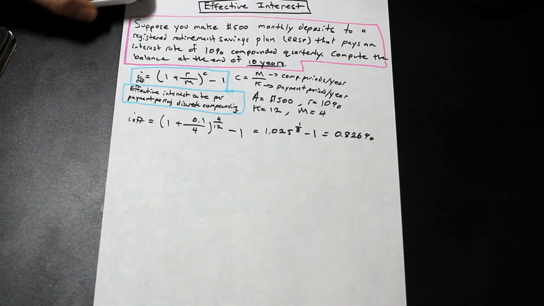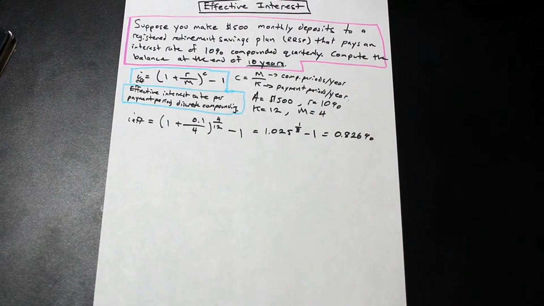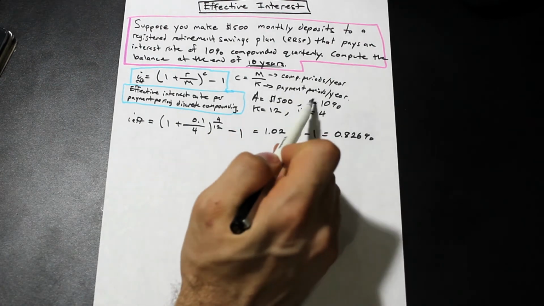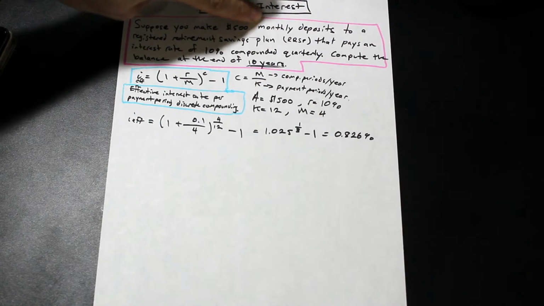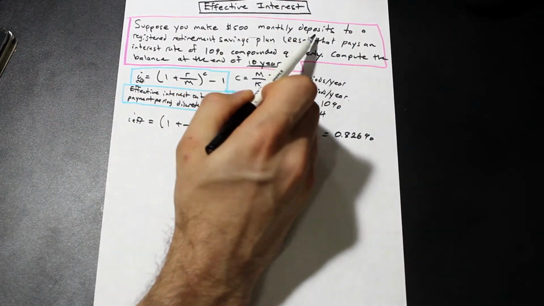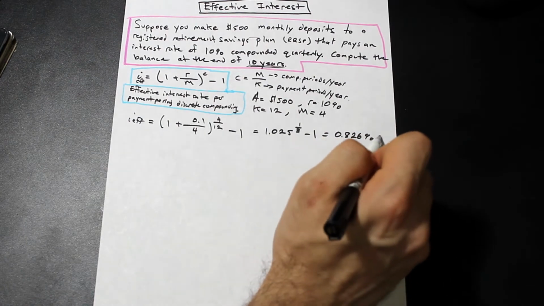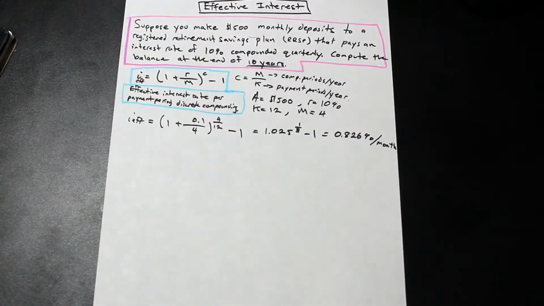So what is this value? Because this can be confusing. What does 0.826 mean? It means that we took our original interest rate of 10% and converted it to the time frame of where the deposits are made. Since we have monthly deposits, this is now a monthly interest rate, as long as we're earning 10% compounded quarterly.